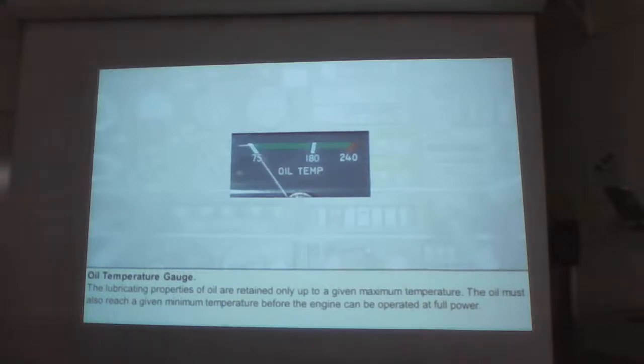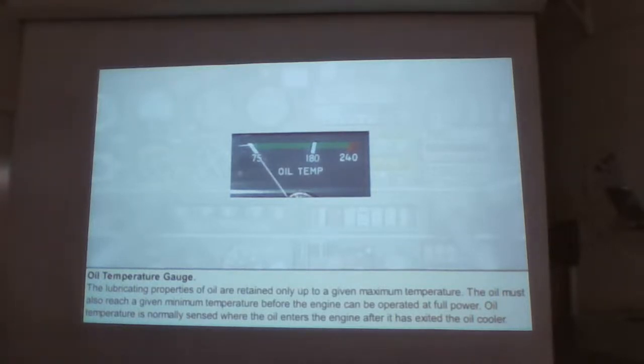If the aircraft is to perform safely, the engine oil temperature must reach a certain level before the pilot can be sure that his engine is delivering the power to the propeller that the manufacturers intended. Oil temperature is normally sensed where the oil enters the engine, after it has exited the oil cooler.